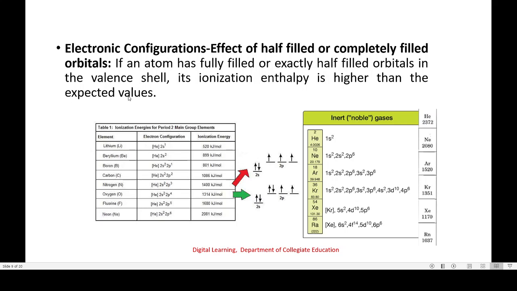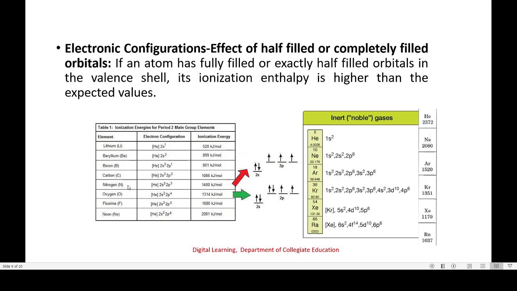For example, when we take beryllium and nitrogen, beryllium has a completely filled s orbital, and hence the ionization energy for beryllium will be slightly higher, as also with nitrogen, where the half-filled p orbital makes the ionization energy higher than the expected values. This is also true of other elements like magnesium and phosphorus in the third period, which have a higher ionization energy. This is due to the extra stability of the fully filled s orbital in beryllium and magnesium, and the half-filled orbital in the case of nitrogen and phosphorus.